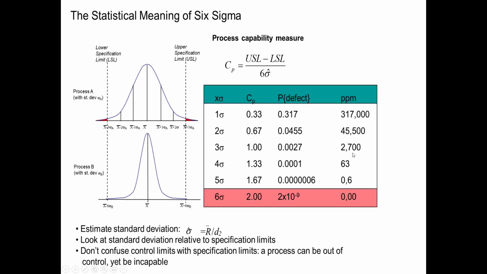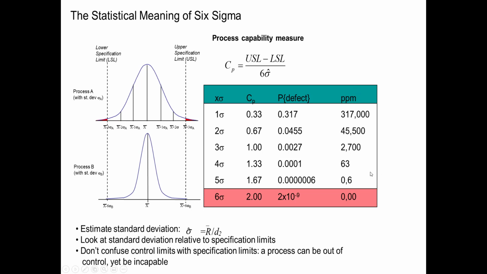In 10 lakh, 2700 parts will be defective. And for 4 sigma, so 4 sigma means x plus 4, x minus 4. So it means 63. This is also a good quality standard. 63 parts will be defective in 1 million.